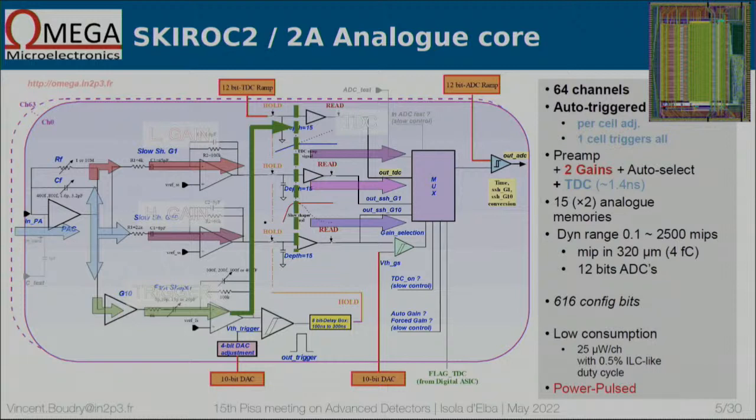They are analogically stored and later digitized. So this is quite a complex chip. We have of the order of 600 configuration bits, but it has a low consumption provided we can power pulse it with the ILC-like duty cycle.